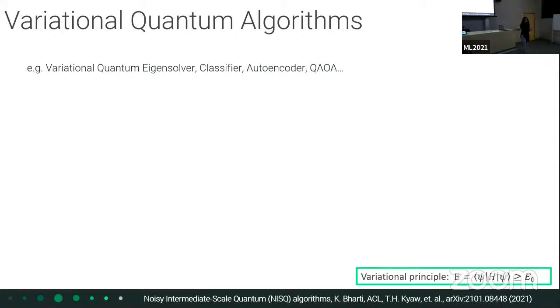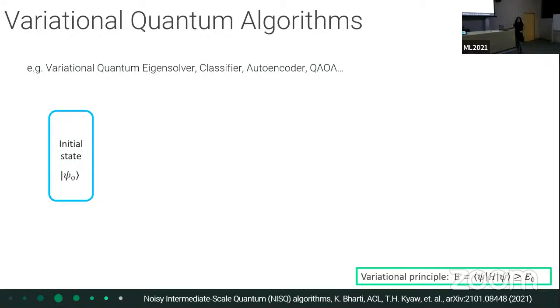They are based on the variational principle, which states that each time we compute an expectation value of a particular state, that will be an upper bound of the ground state energy of that operator. And as I said before, we now have this variational machine, which is our quantum computer, that will propose different quantum states, and we will need to compute the expectation value of a particular operator with them.